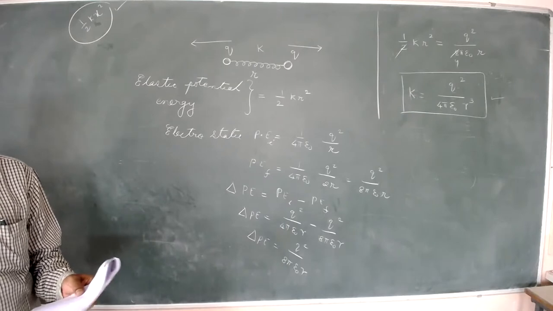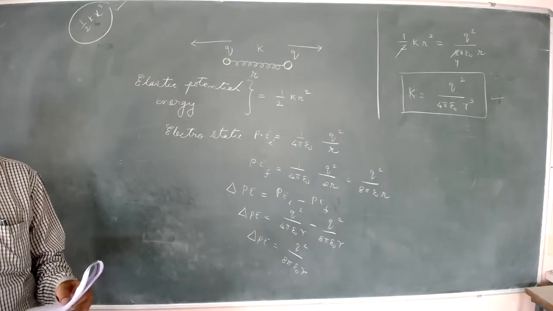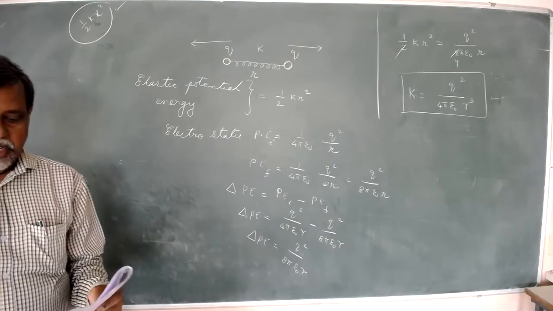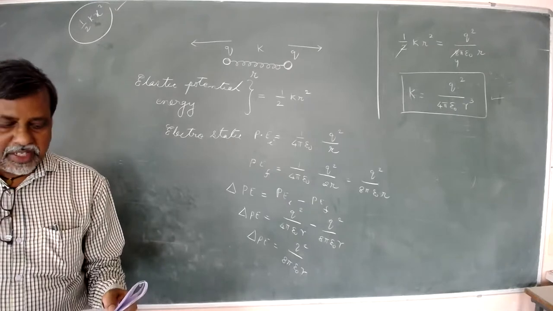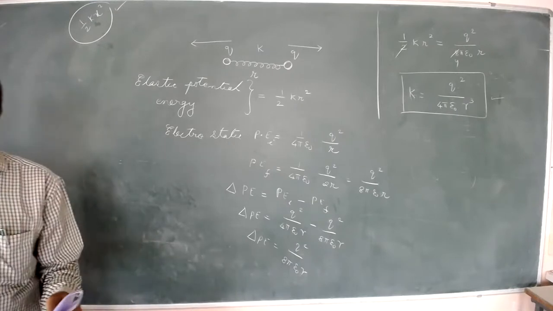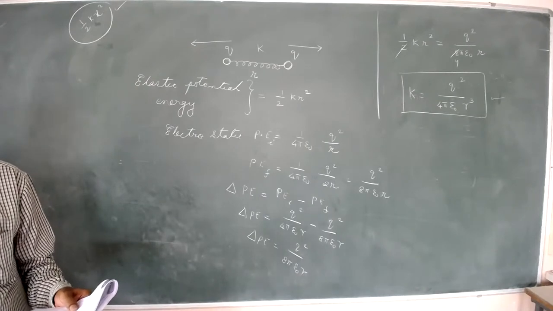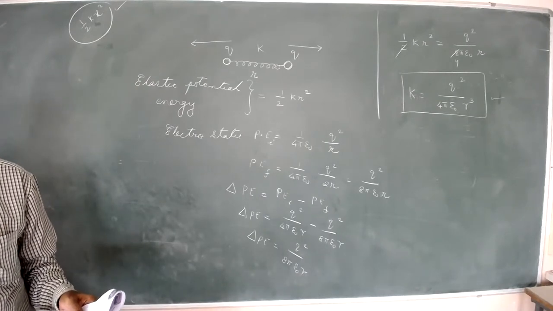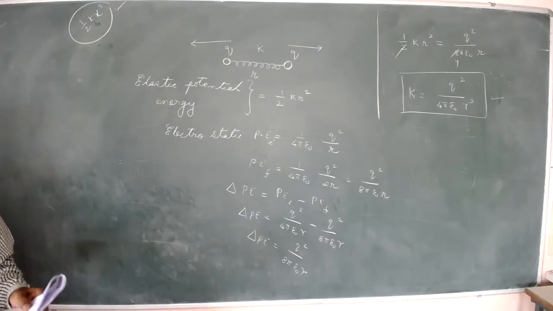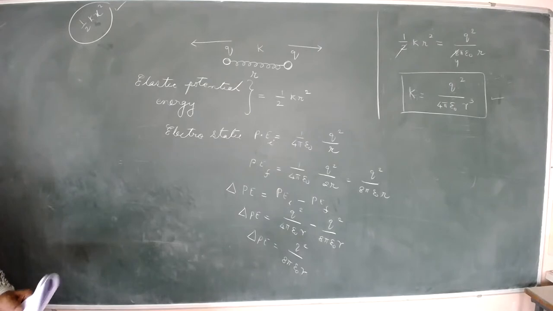Two point charges Q and minus 3Q are placed some distance apart. If the electric field at the location of Q is E, the field at the location of minus 3Q is plus E by 3. Good, correct. Is it clear for all of you, or should I explain?